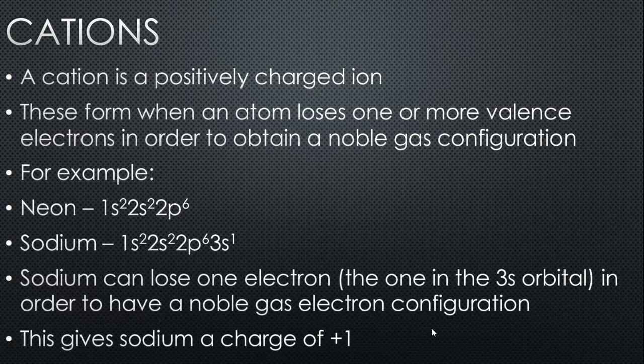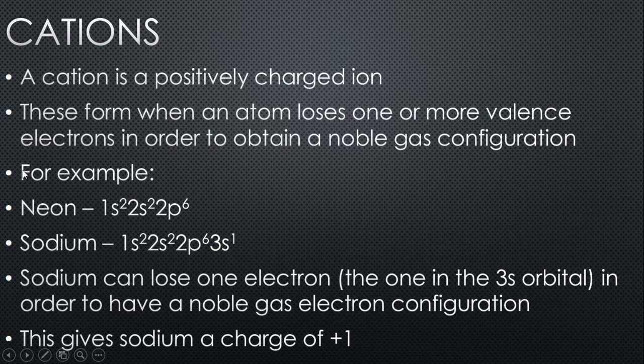Cations are positively charged ions. These form when an atom loses one or more valence electrons in order to obtain a noble gas configuration. Just as a reminder, whenever I'm talking about losing electrons, that means I am losing negative charge. So as I become less negative, I'm becoming more positive, and so that is how we get our positively charged ions. The noble gas configuration is simply the electron configuration of a noble gas.